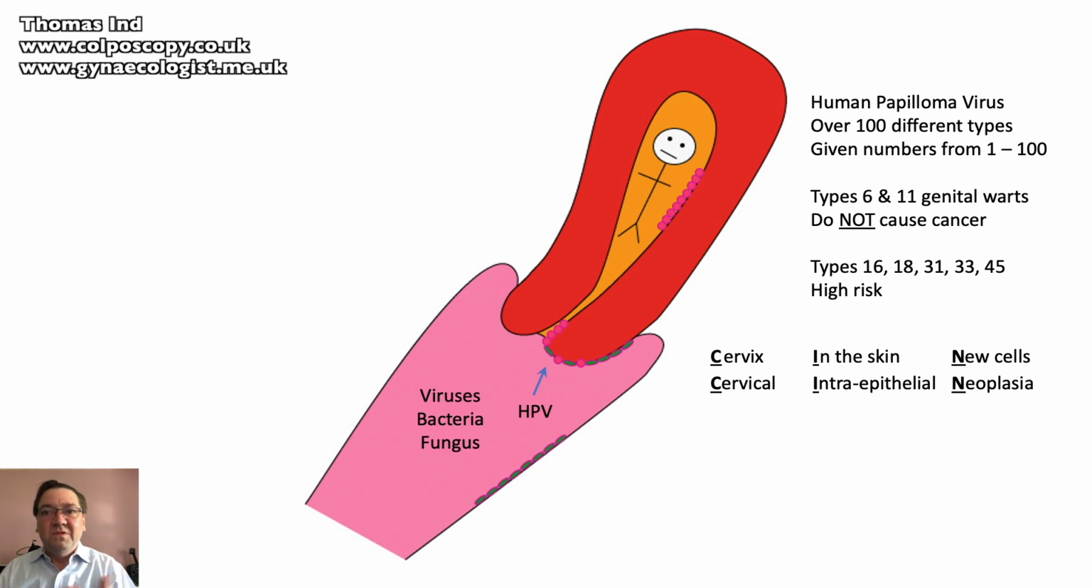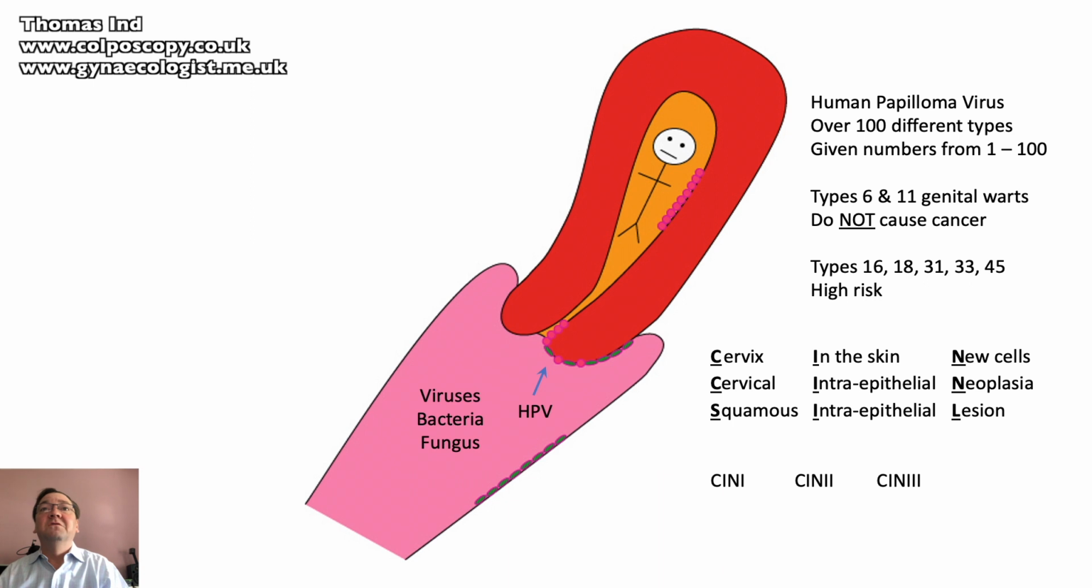Now, Americans use different terminology, and I probably should include this because it might be an American watching. Americans call it SIL, or squamous intraepithelial lesion. But it's roughly the same thing. The terminologies differ very slightly. So with CIN, there are three types. There's CIN1, CIN2, and CIN3. And the Americans would call CIN1 low-grade squamous intraepithelial lesion and CIN2 and 3 high-grade squamous intraepithelial lesion. It's not completely identical, but roughly the same.